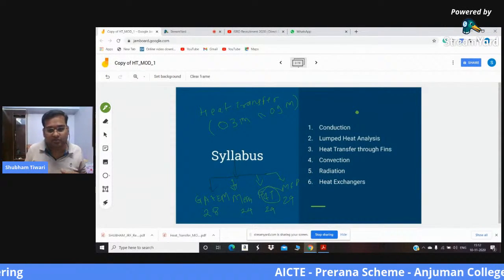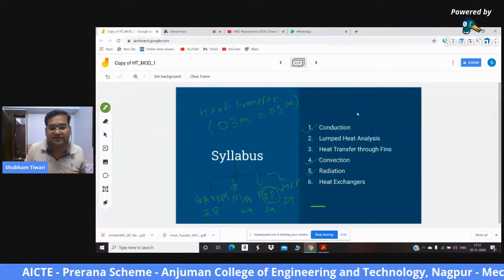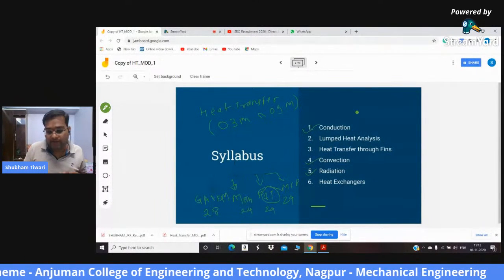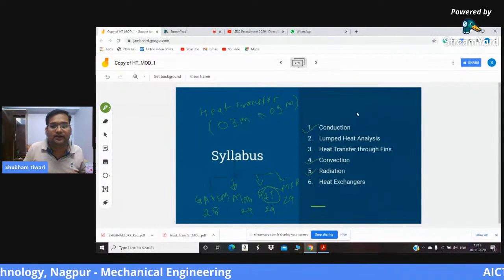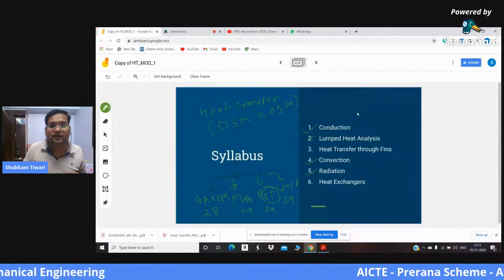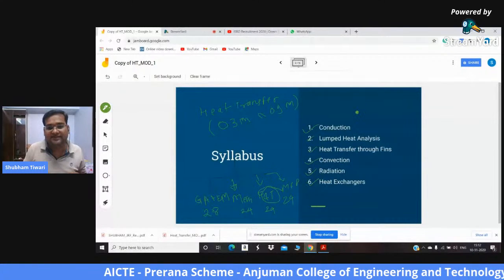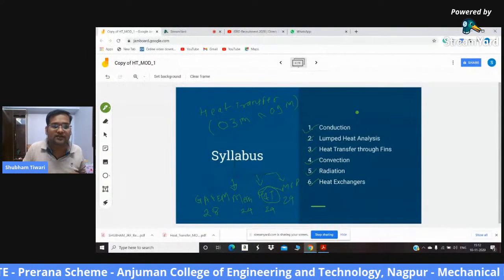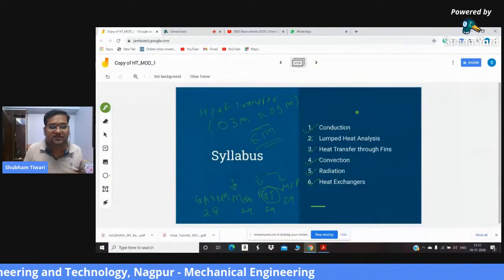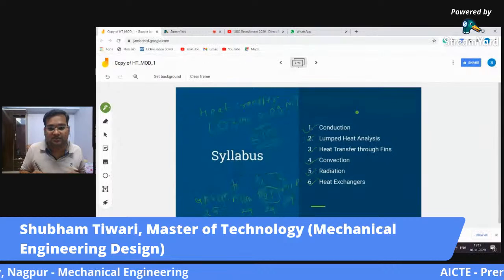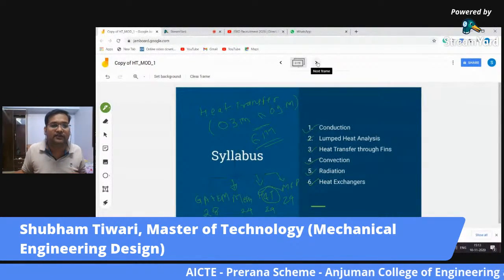We know that there are 3 modes of heat transfer. The first one is conduction, then convection and radiation. Now we have to study these modes of heat transfer along with 3 chapters: lumped heat analysis, heat transfer through fins, as well as heat exchangers. These are the 6 chapters that, if you study, you can score an average of 6 marks in the GATE examination. So this is a pretty important subject for us. Without wasting much further time, we will start with our discussion today.